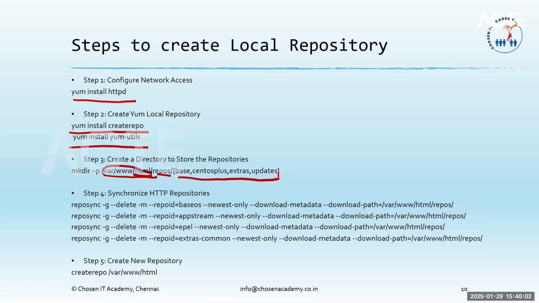So this command will create the required directories. And the fourth command is repo sync -g delete repo id base OS and download path, and this is the path. So we are saying, under this path, pick up the packages from the internet, download them, and put them in the local repository. This is the command that we have to give to do this job. This command will actually pull all the packages from the internet and make them available in our local system.